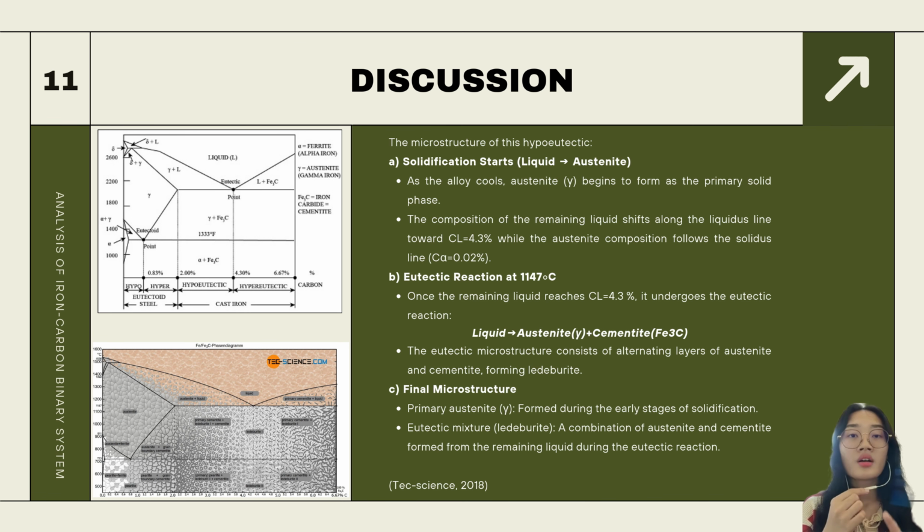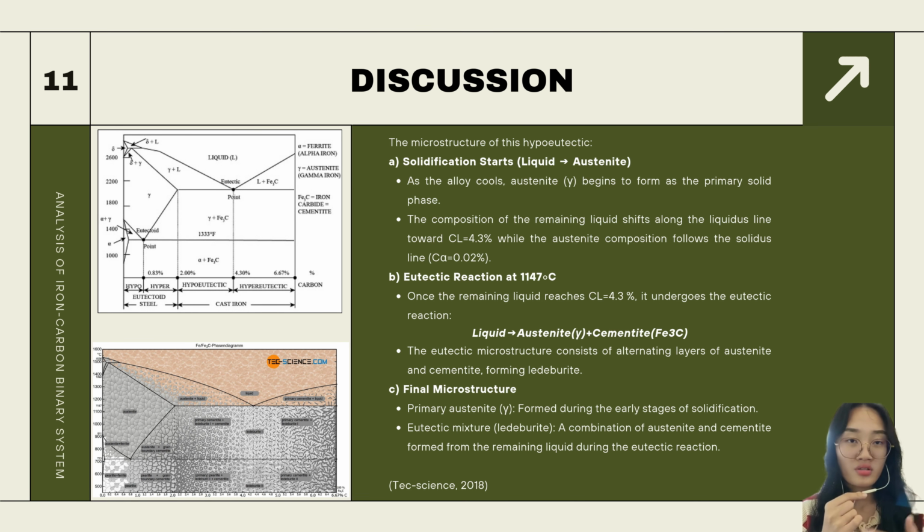Next, the second one. Once the remaining liquid reaches the eutectic composition, which is 4.3% carbon, it undergoes a eutectic reaction at 1147 degrees Celsius, in which the liquid transforms into austenite plus cementite. This reaction produces a eutectic microstructure called ledeburite, which consists of alternating layers of austenite and cementite.